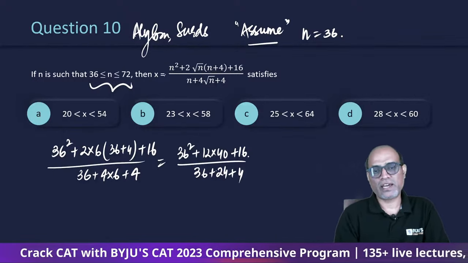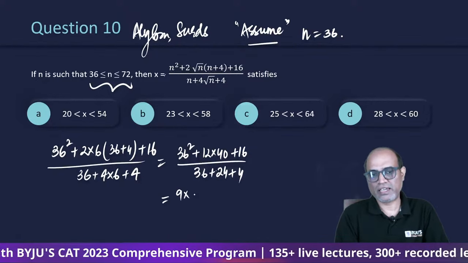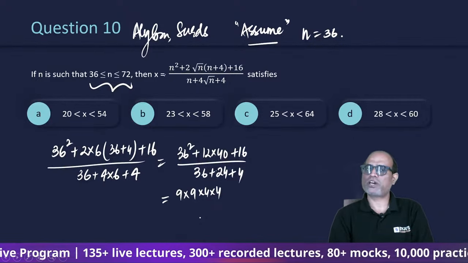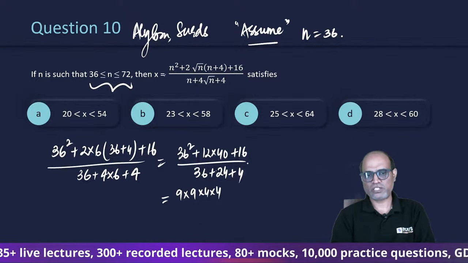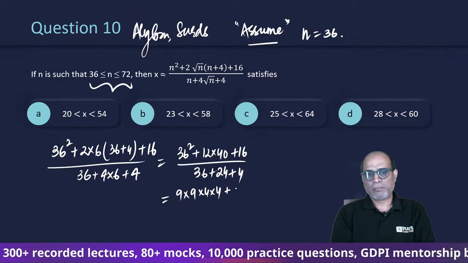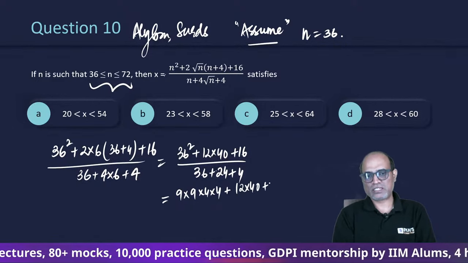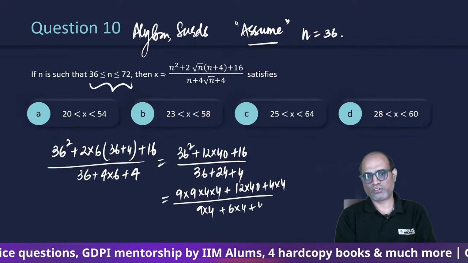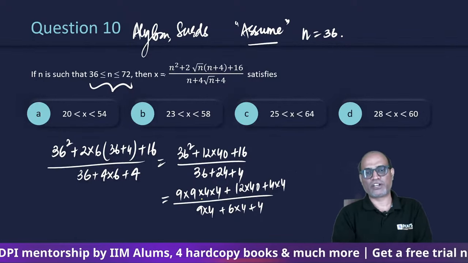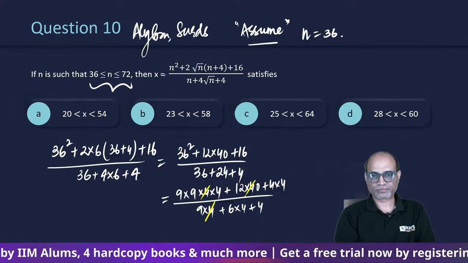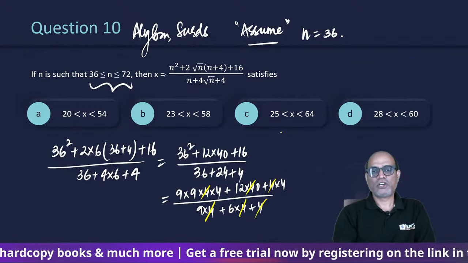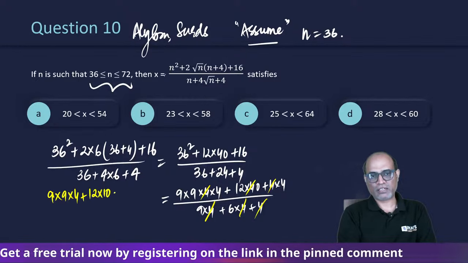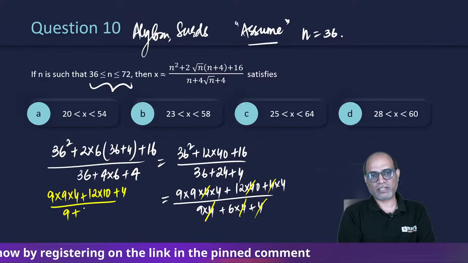Now 36 square is actually nothing but 9 into 9 into 4 into 4. Why? 36 is 9 into 4. 36 square will be 9 into 4 into 9 into 4. So I wrote it like this. Plus 12 into 40 plus 4 into 4 divided by 9 into 4 plus 6 into 4 plus 4. Why I did this was so that you can see I'm going to get rid of a 4. There is a 4 everywhere. So this will result in 9 into 9 into 4 plus 12 into 10 plus 4 whole divided by 9 plus 6 plus 1.